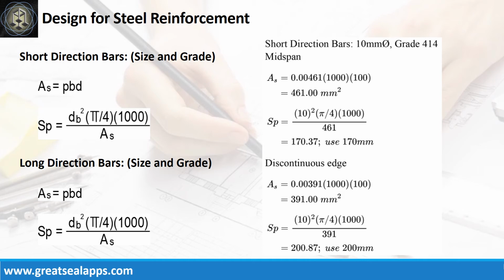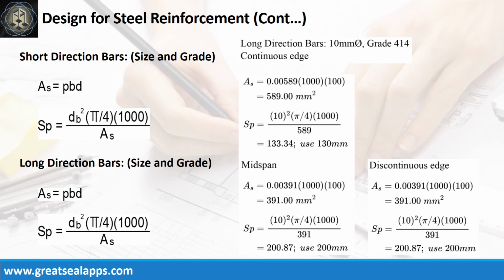B equals 1000 millimeters, and D equals 100 millimeters, the area of steel is 461 square millimeters, and the spacing for 10 millimeter bar is 170 millimeters. Given discontinuous edge rho equals 0.00391, B equals 1000 millimeters, and D equals 100 millimeters, the area of steel is 391 square millimeters, and the spacing for 10 millimeter bar is 200 millimeters.